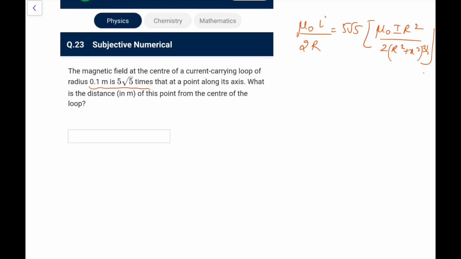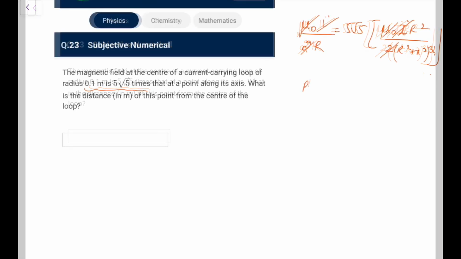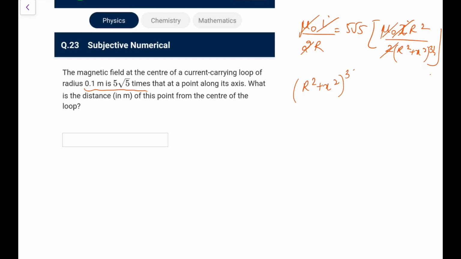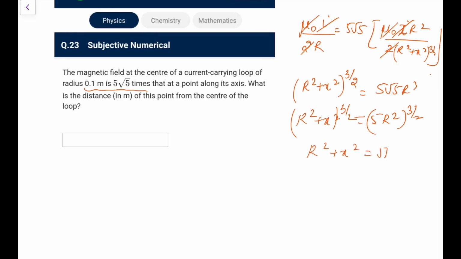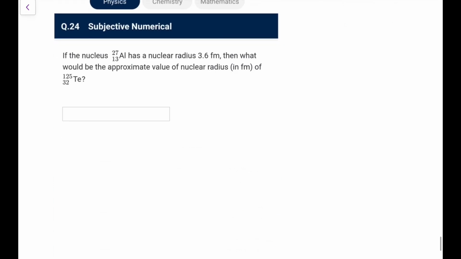So if I solve it, the mu naught I is the same, and the 2 goes. So we can write, r square plus x square to the power 3 by 2 is 5 root 5 r cube, and I can write it as 5 r square to the power 3 by 2. That would be the better thing to write, so now it's easy to compare. Just compare it, r square plus x square is 5r square. So x comes out as 2r from this calculation. 2r means that is 0.2 meters.